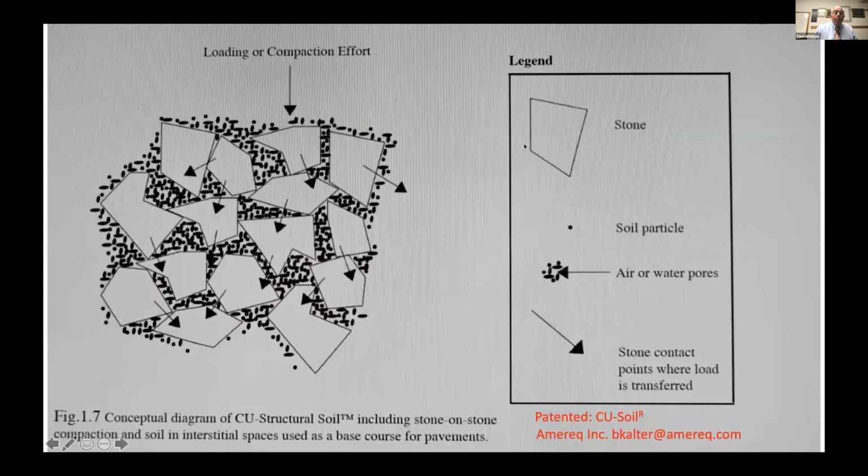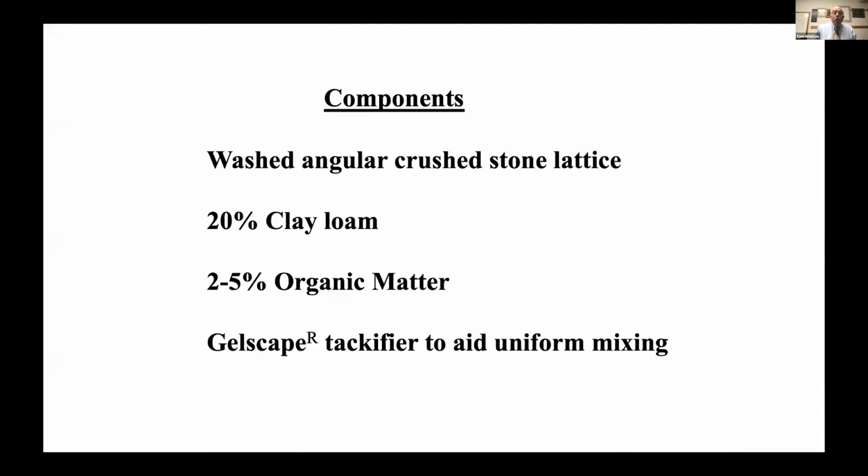Here's an example, a close-up here. We've got this washed crusher-run stone. We've got soil particles, and we also have these interstitial areas that would either hold air or water. Here are the ingredients in the CU soil: a washed, angular, crushed stone lattice. And angular here, we need something where you've got point supports for overlying weight.